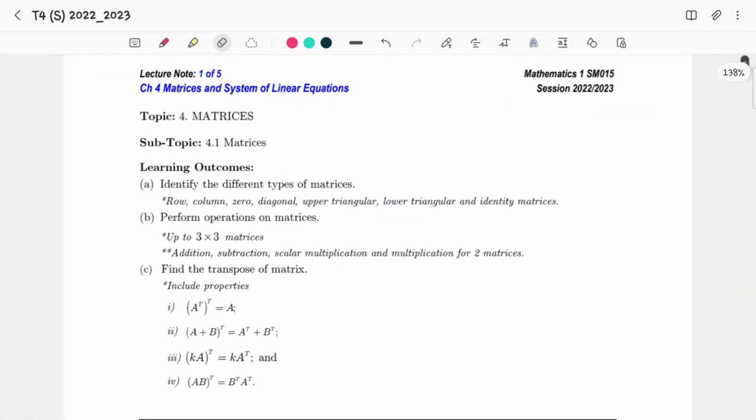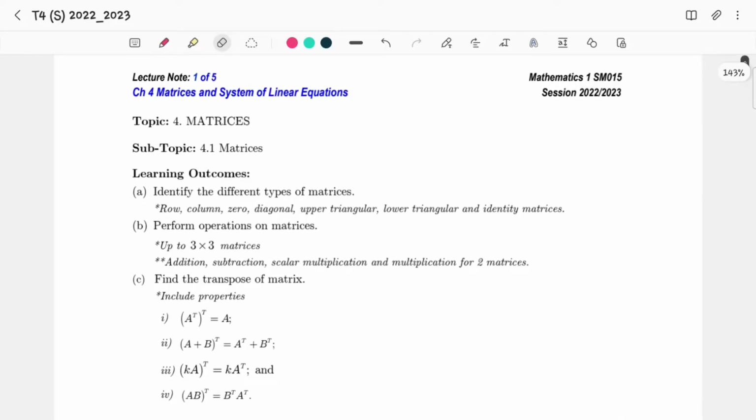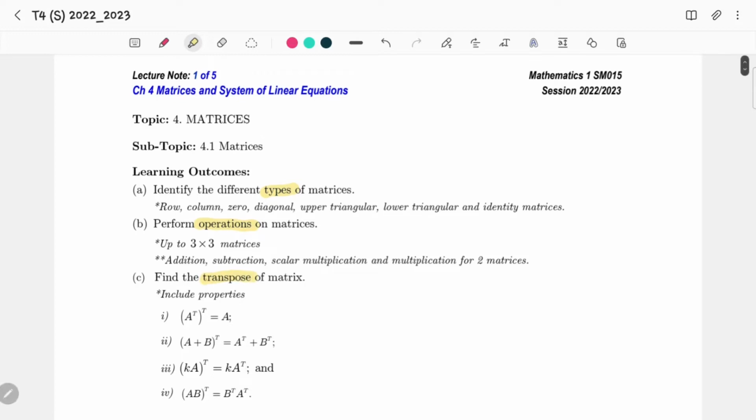Chapter 4, Matrices, subtopic 4.1. Okay, learning outcomes: identify the different types of matrices, and then perform operations on matrices. Find the transpose of a matrix. Include properties. So you have to know all these properties.